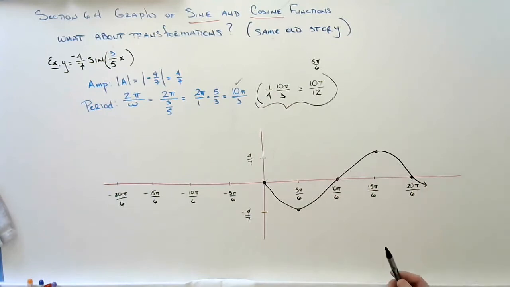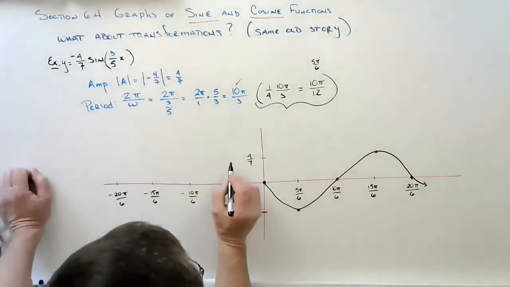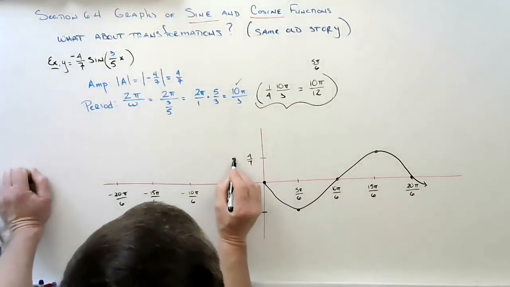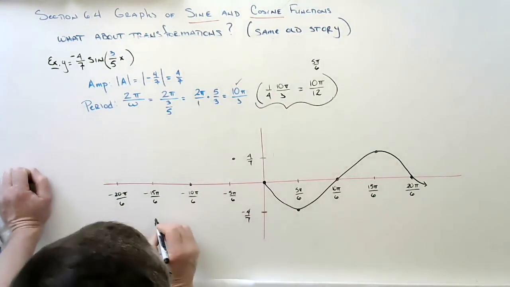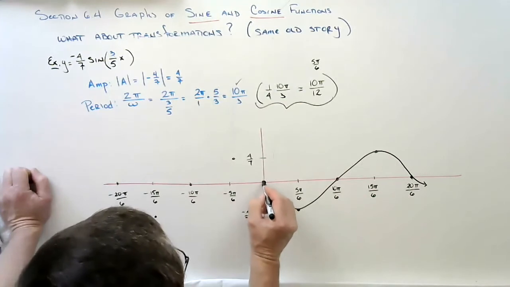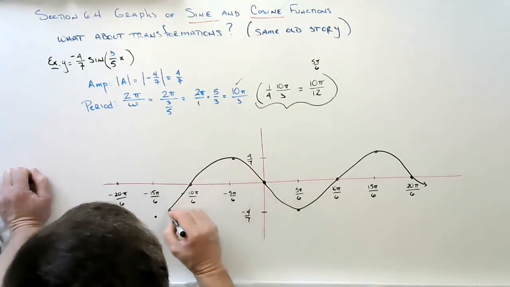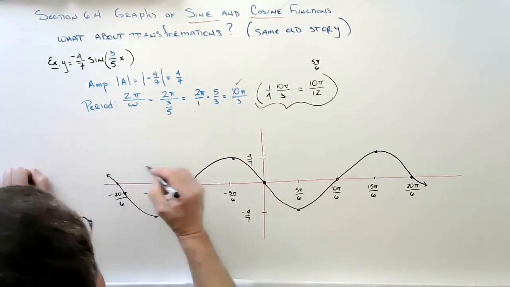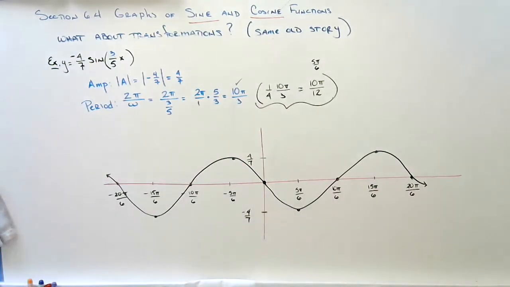Okay, 4/7. Now over here, right, we're doing sine, so we have origin symmetry. So we're up there, we're down here, we're down here, we're up here. Arrow, arrow, done. We would have to label our points to get credit on the test. That's how we graph sines and cosines.